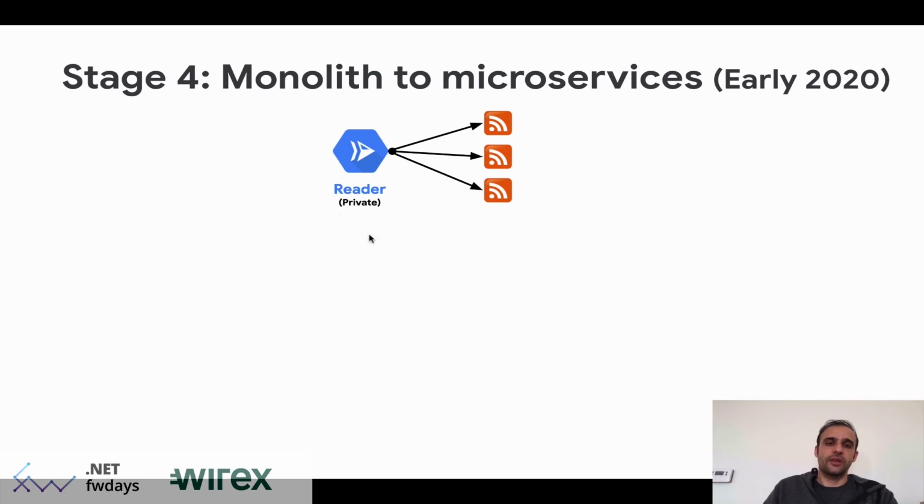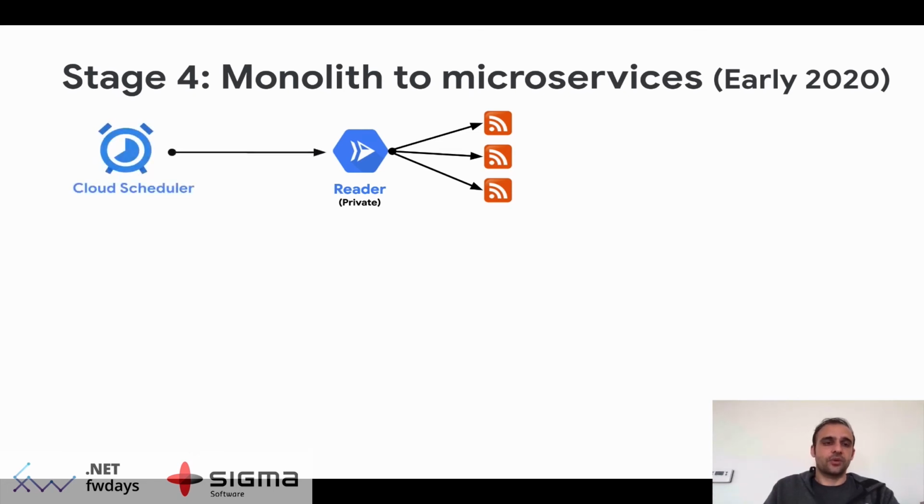First, we created the reader Cloud Run service. And this reader service is a private service. It doesn't have to be called publicly because all it does is that it goes through a list of sources and grabs the RSS feeds, right? But who calls this reader? I mean, who triggers this reader?